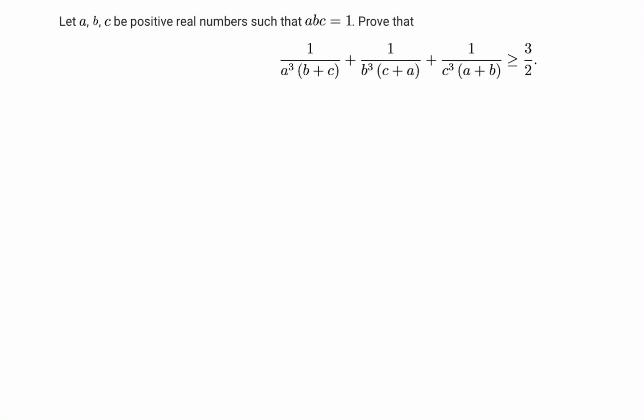Let a, b, c be positive real numbers such that abc equals 1. Prove this statement.